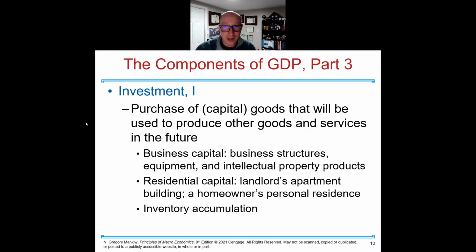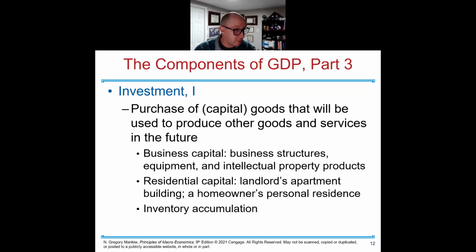Breaking down investment, as I mentioned, businesses invest in themselves. How do they do that? They purchase property, plant, and equipment. From the residential side, landlord apartment buildings and a homeowner's personal residence are residential capital. These include improvements to the homes. Improvements to homes, that's residential capital.